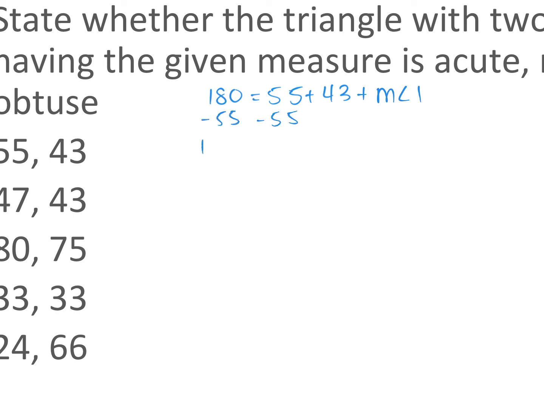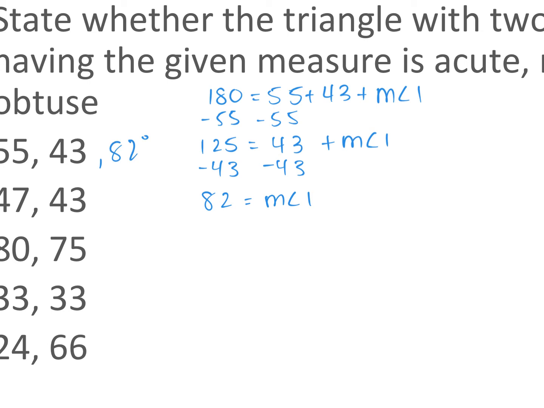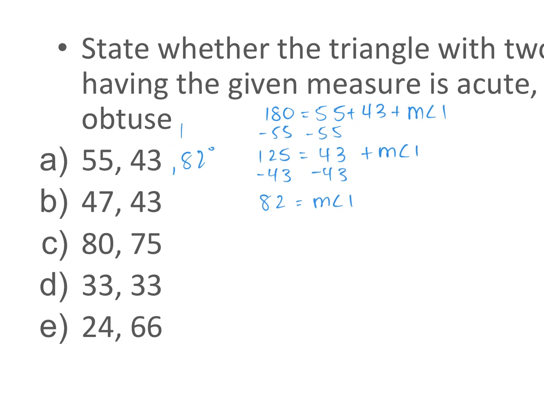You're going to get 125 equals 43 plus the measure of angle 1. Subtract 43, and you're going to get 82. So the measure of angle 1 is 82 degrees. All of these angles are acute, so therefore letter A must be acute. Okay? In B, when you do the same thing, when you take 180 and you subtract both of those angles from it.